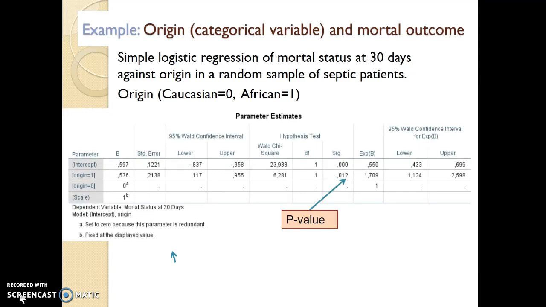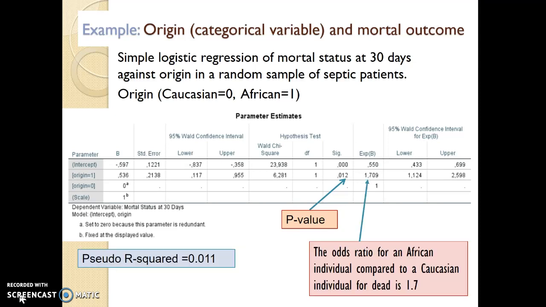The p-value is 0.012, which means that origin is significant. The odds ratio here is 1.7, and the interpretation of this is that the odds for an African individual for death is 1.7 times the odds for a Caucasian individual. Thus, the African individual has 70% higher odds of death.